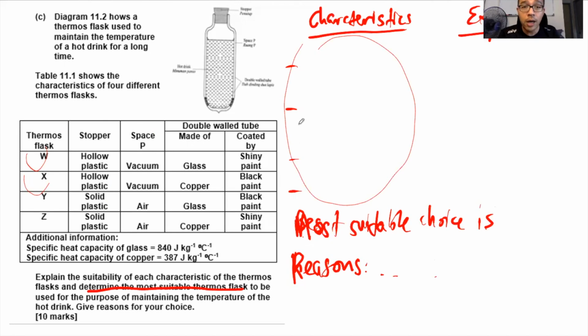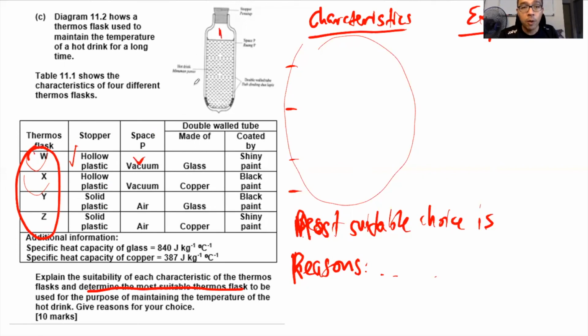Now, if you don't remember how to do this, go and look back at your old exam paper. Look at how I taught you how to answer this kind of question. This is not a modified question. This is a making-a-decision kind of question. You have 4 different thermos flasks, and every one of these 4 has different characteristics. For example, thermos W has a hollow plastic stopper.